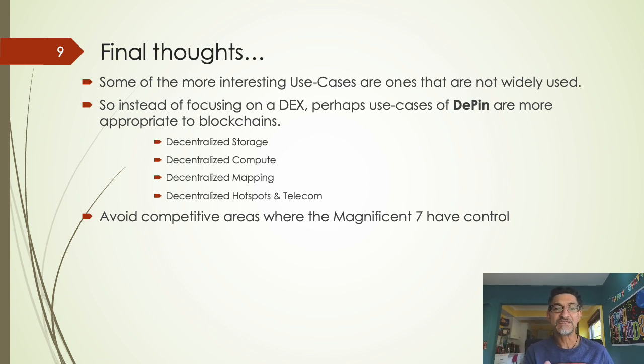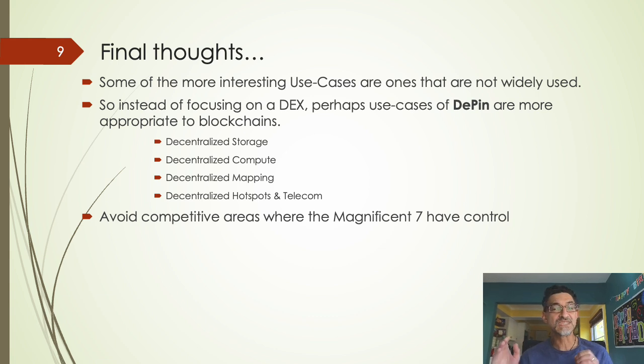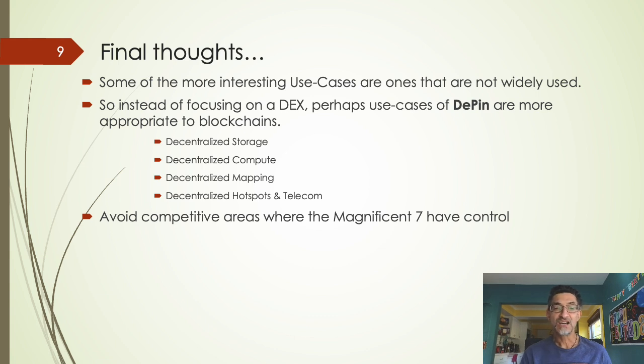And I like the name for mapping. They use Honey. That's the name of the Hivemapper coin. It's called Honey. That's a very good name. And lastly, decentralized hotspots in mobile telecom. And that's Helium. And of course, they have the HNT coin.